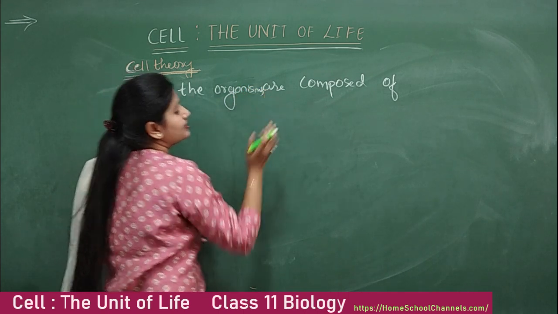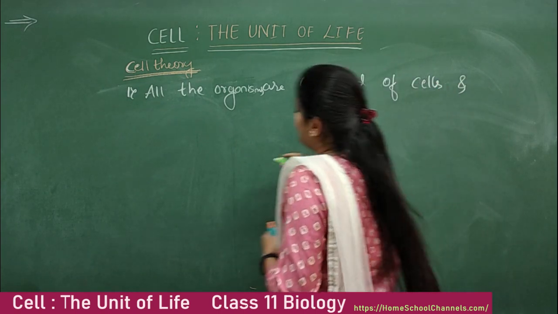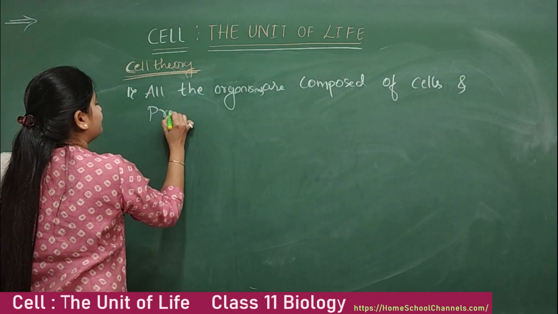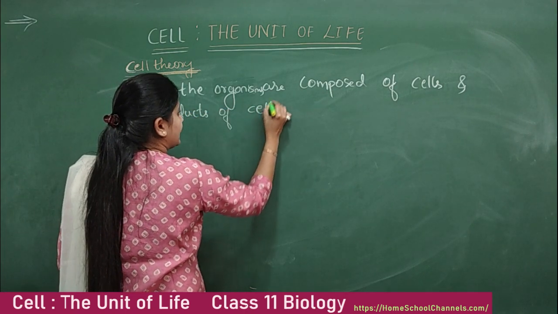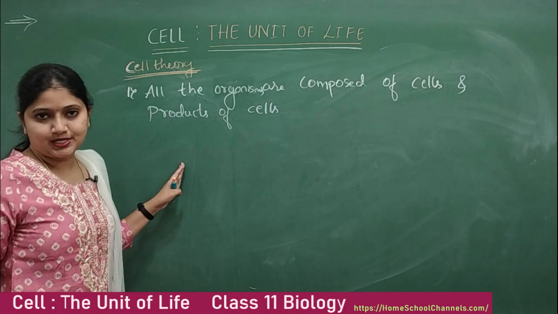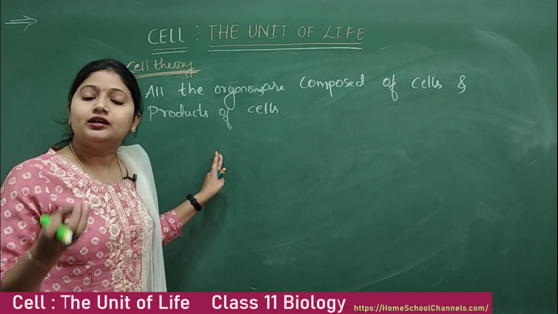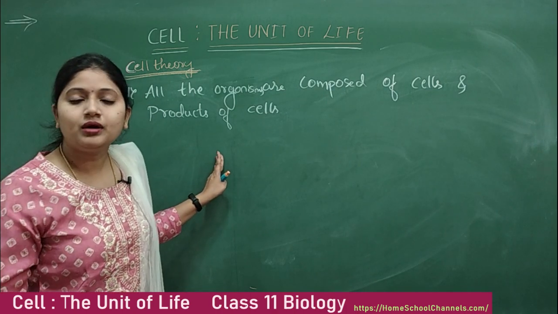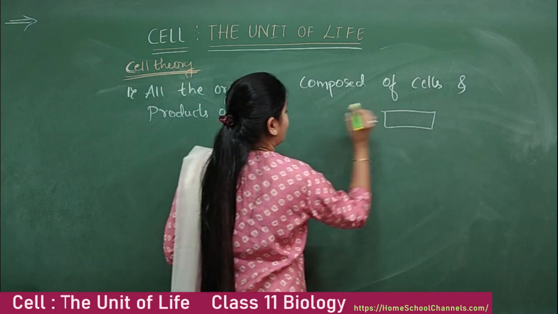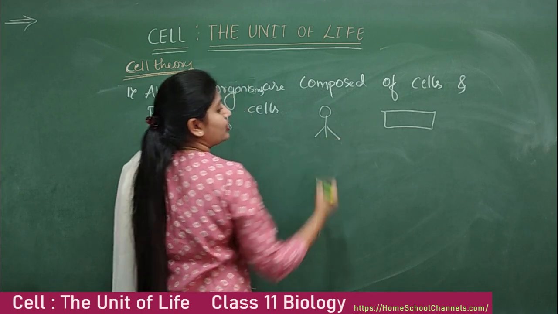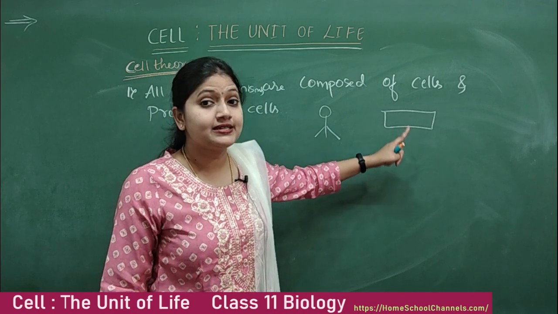All organisms are composed of cells and products of cells. So this is the first statement. So what does this mean? Any organism, irrespective of whether it is a unicellular organism or a multicellular organism. If it is a unicellular organism, it is made up of a single cell.